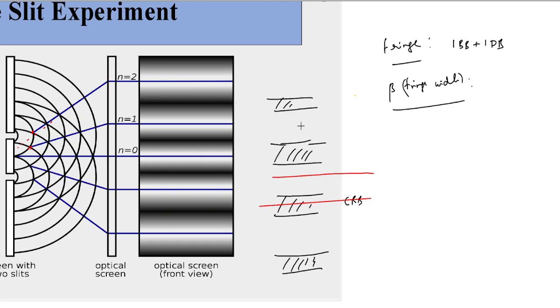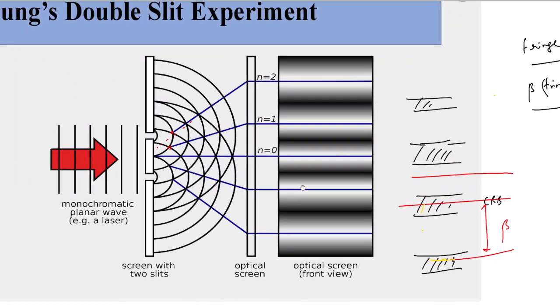Similarly, we can find beta from here also. If you look at this distance from here to here, even this would be beta only because it contains one fringe. There is a complete dark band, and half a bright band here and half a bright band here. That's also one fringe width. So books define fringe width technically as the distance between two consecutive bright or dark bands. So this is about Young's experiment and how it was done.